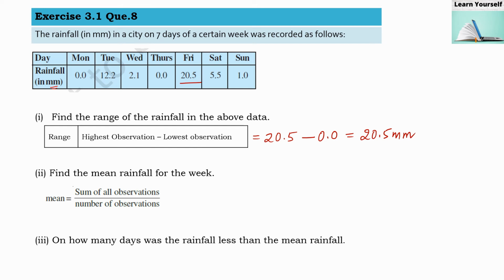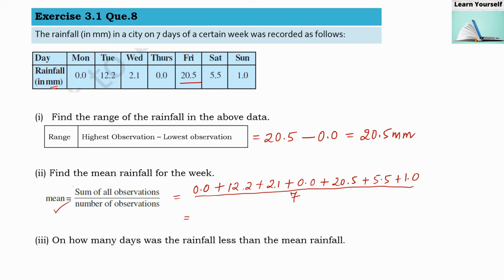Second question is, find the mean rainfall for the week. This is the formula for the mean: sum of all the observations divided by number of observations. We write all the 7 observations here, divided by the total number of observations. For 7 days, 7 observations are there, so we write 7. Now when we add all these numbers, we get 41.3 divided by 7.